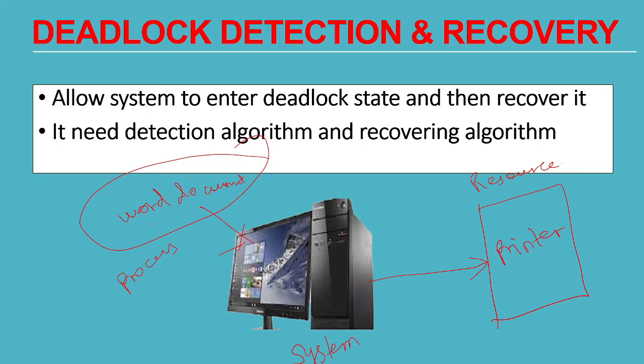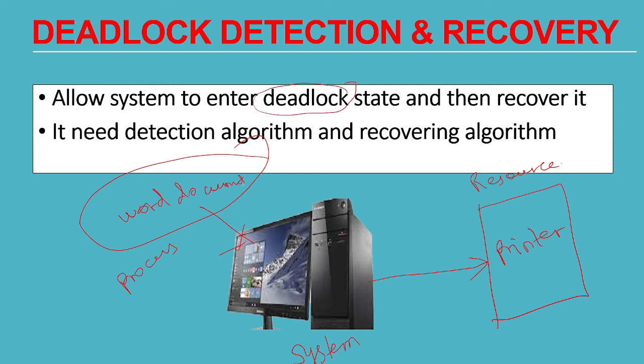So this Word document process wants the printer resource, but it is not able to print due to some reason. It is waiting infinitely for this printer. The printer is already printing some other documents from other computers on the same network, so the printer is not able to process the request made by this Word document. In this case we say that this Word document process is in a deadlock state. It will never be able to print itself. That is called deadlock.